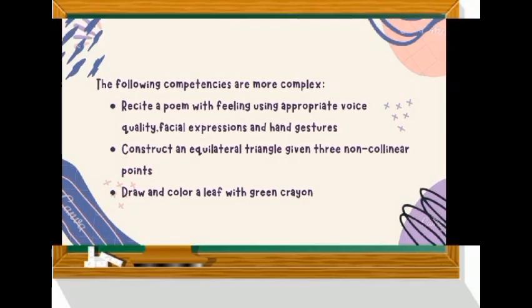The following competencies are more complex. First, recite a poem with feeling using appropriate voice quality, facial expressions, and hand gestures. The second one is construct an equilateral triangle given three non-collinear points. And lastly, draw and color a leaf with green crayon.